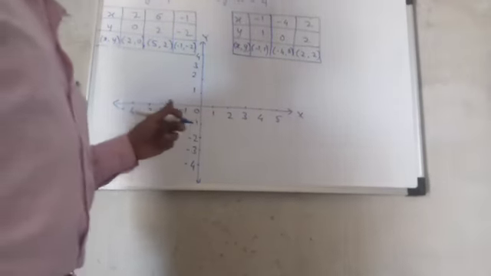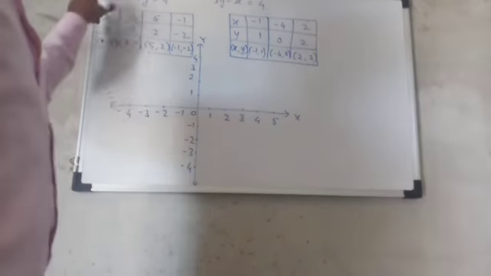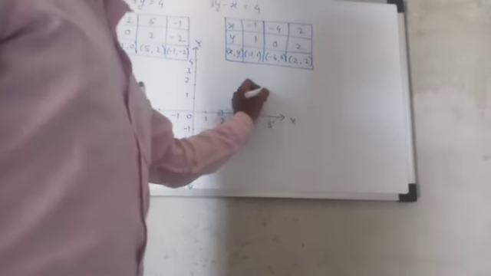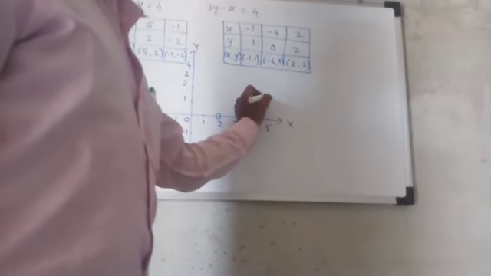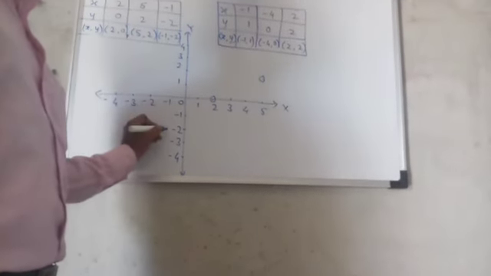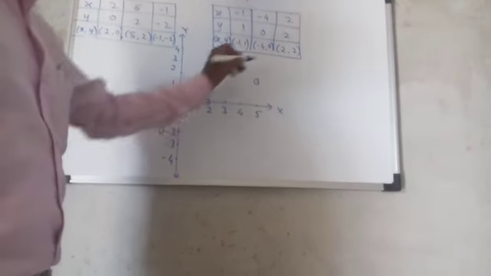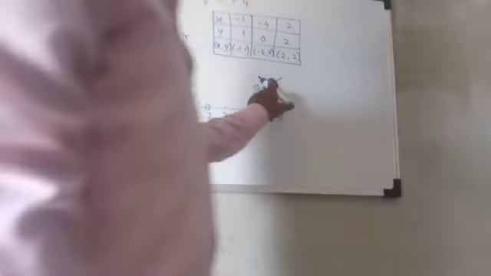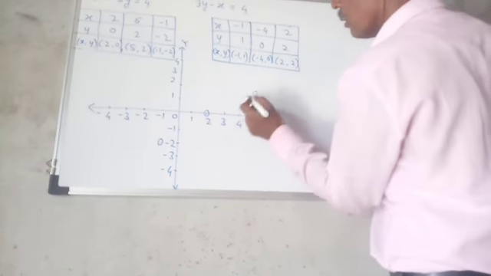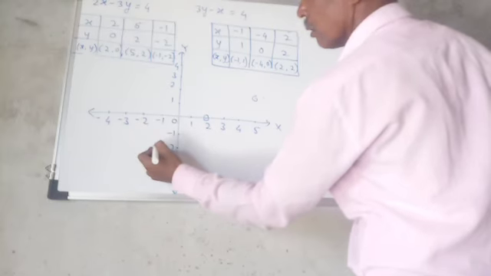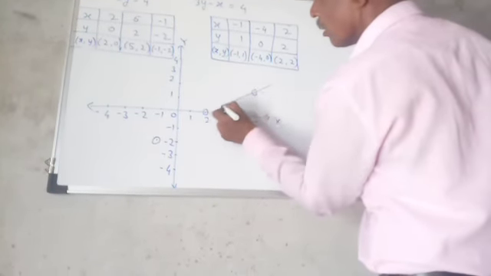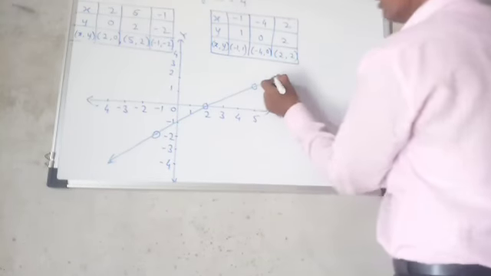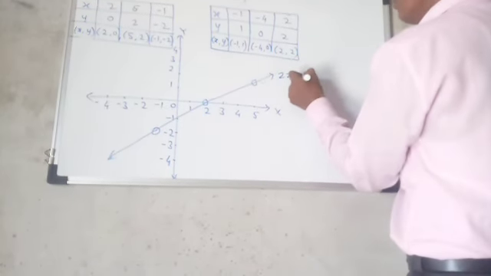Now we will draw the graph of these lines or these equations. First, 2, 0: x is 2, y is 0. This is the point. 5, 2: x is 5, y is 2. This is the point. Minus 1, minus 2: x is minus 1, y is minus 2. This is equation 2x minus 3y is equal to 4.